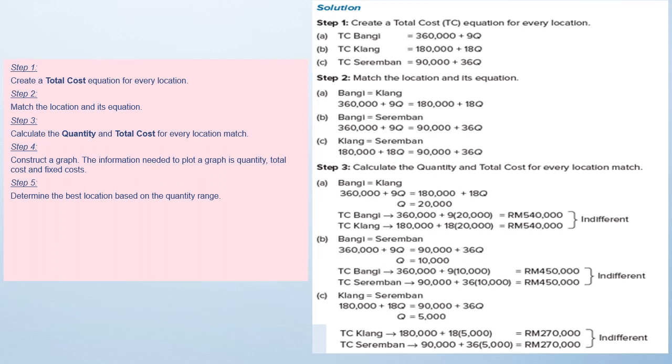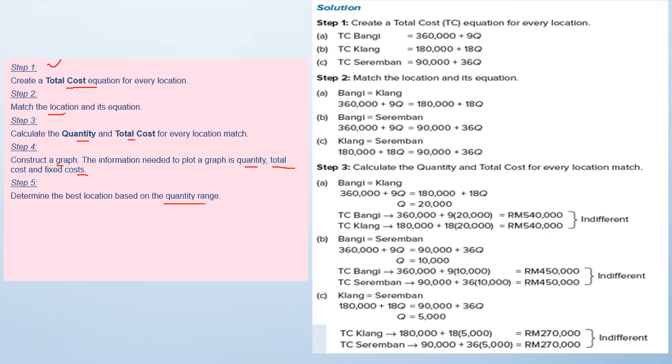Okay, we are going to apply the steps as outlined in the textbook on how to construct the total cost curve or to apply the total cost analysis in deciding the best location. So there are 5 steps involved. Step number 1 is to create a total cost equation for every location. Step 2, match the location with its equation. Step 3, calculate the quantity and also the total cost for every location match. Step 4, construct a graph. The information needed to plot a graph is quantity, total cost and fixed cost. And lastly, determine the best location based on the quantity range.